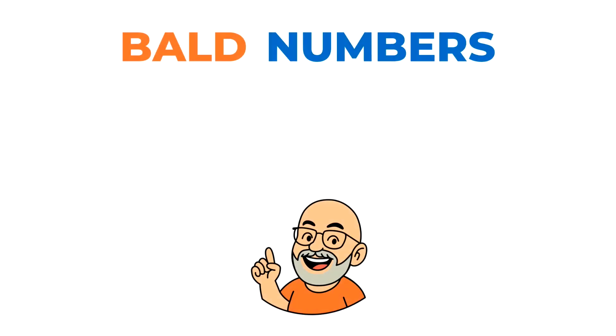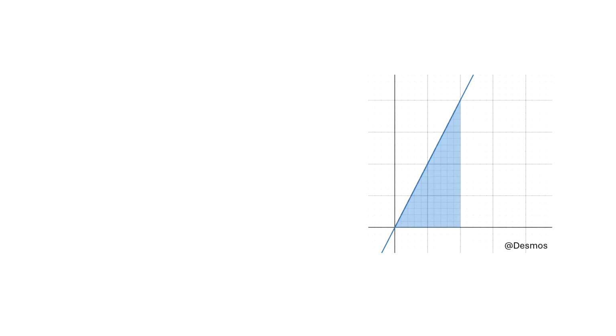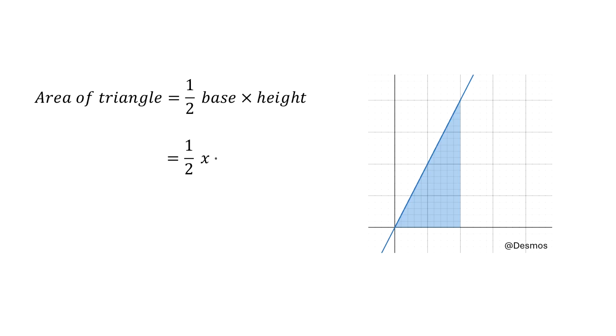This is part 9 of our Introduction to Calculus series, and today we're exploring integration. Let's get started. Let's start with this triangle, where the height is twice the base. What's its area? Easy. Use the formula for the area of a triangle. If the base is x and the height is 2x, then the area is x squared.